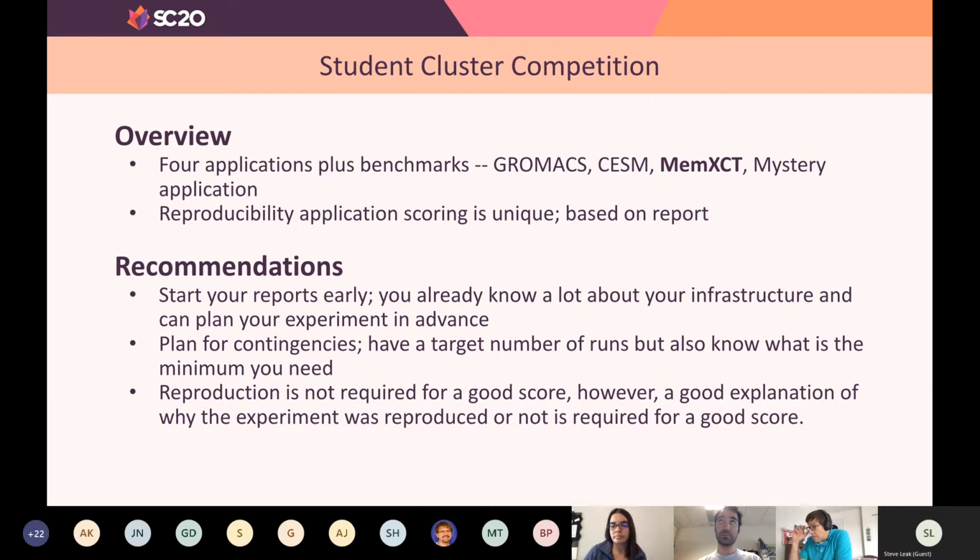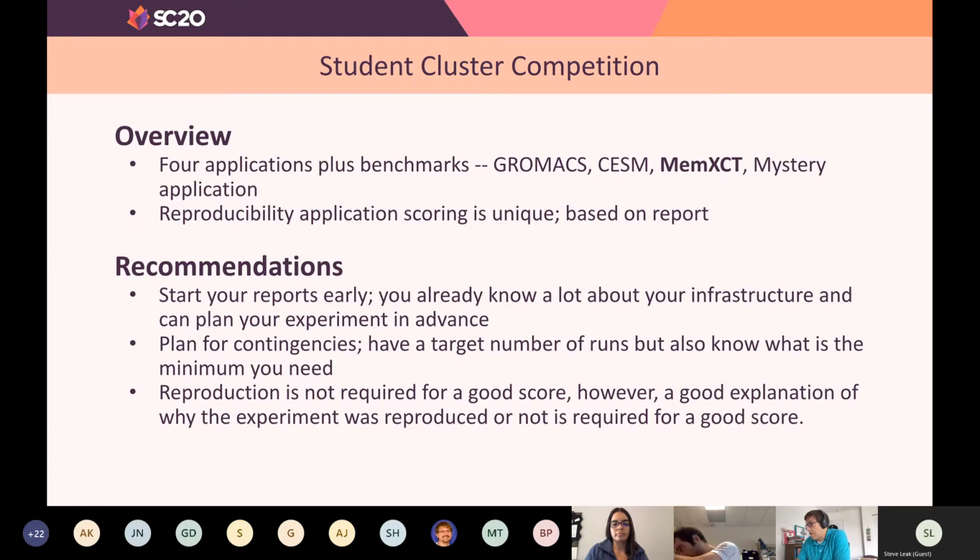So a few recommendations, having worked on both the reproducibility application and applications team in past years. It's never too early to start thinking about your report, how you're going to structure it, and what pieces you want to put into it. Before the competition starts, you should know a lot about your infrastructure.